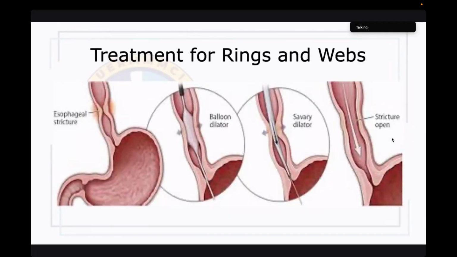When symptomatic, webs and rings are treated with dilation. So this is done during endoscopy and guided by fluoroscopy. We have an option of using a balloon which is inflated to a certain diameter for 30 to 60 seconds. And the other option is by the use of a Savary dilator, where we use semi-rigid rods to dilate the area of stricture. So after the dilation, the strictures usually open.